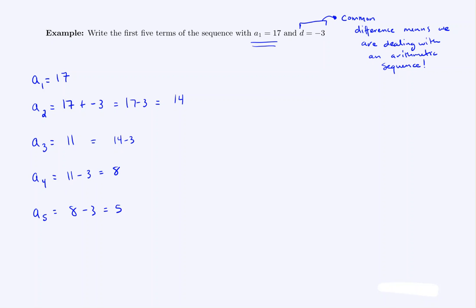And if we wanted to, we could even write a formula for this. We know the formula for an arithmetic sequence. If you want to find the nth term, you always start at the first term, and then you add n minus 1 times the common difference. So in our case, the nth term is going to be equal to 17 plus n minus 1 times our common difference of -3.